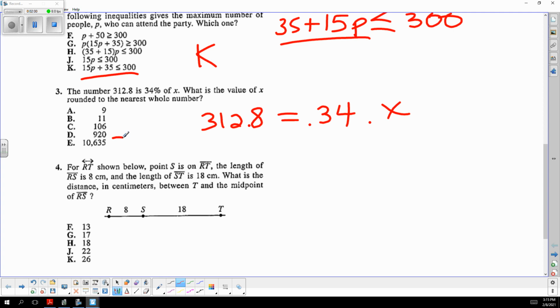Okay, what is the distance between T, that's here, and the midpoint of RS? Well, the midpoint of RS would split it into two 4s. 4 and 4 make 8. So from T to that midpoint would be 18, the length, plus the 4, the half length. Answer J.